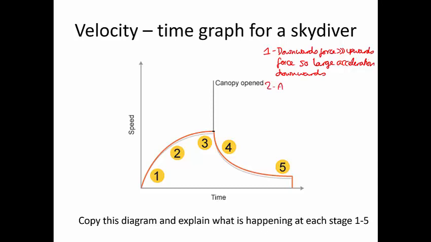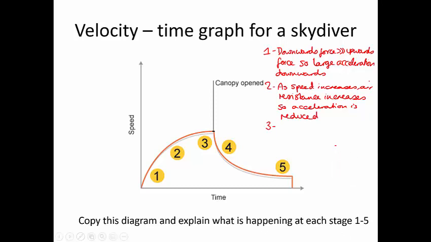At point 2, we've had an increase in air resistance because the speed has increased. So if the speed increases, the air resistance increases. That leads to a lower resultant force, so the acceleration is less. There's still a downward acceleration, but there's less acceleration, which is why the graph is less steep.